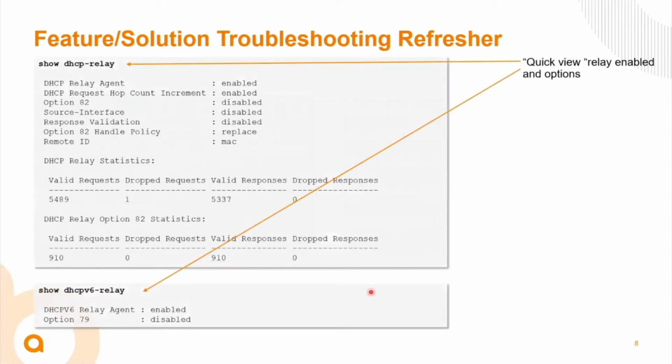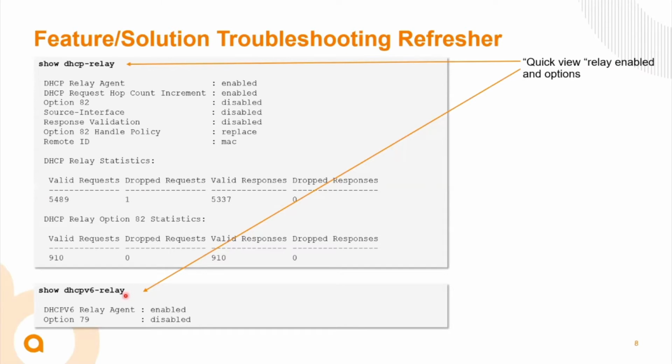Really, the most basic thing is when you just want to do a bit of a quick view. You want to see, is my DHCP relay enabled? Have I got any options configured? And I've got some statistics here because this is pretty much captured from a live config.